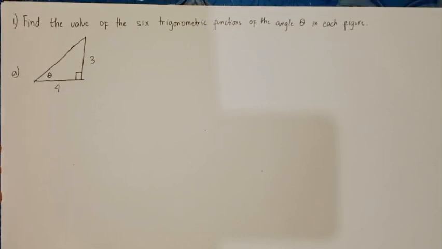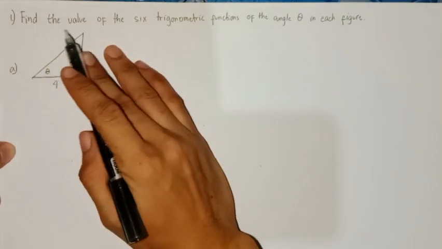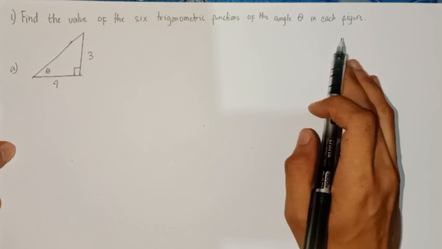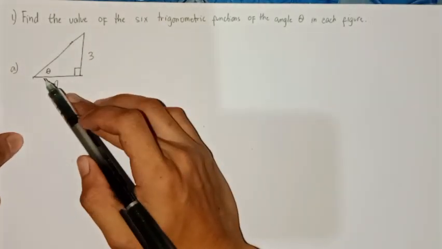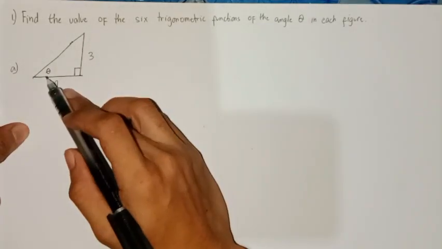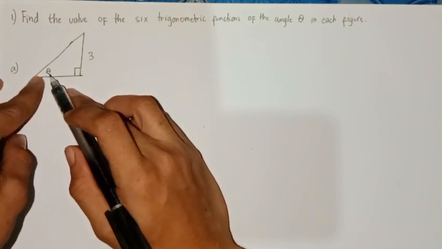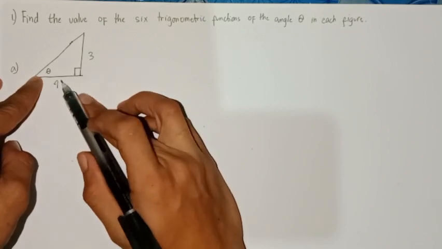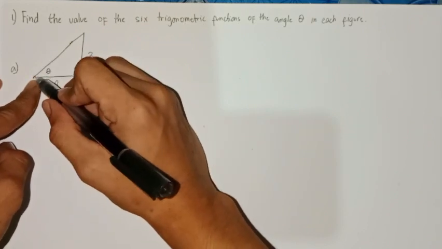Let's start with item number 1. In item number 1, find the value of the 6 trigonometric functions of the angle theta in each figure. In figure A, we can observe that there is a missing length. Our angle of reference is angle theta. Since it is our angle of reference, the side opposite is 3 and the side adjacent is 4. So our missing length is our hypotenuse.